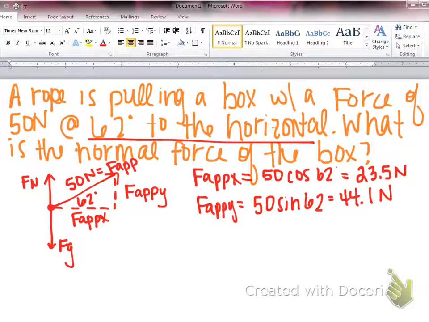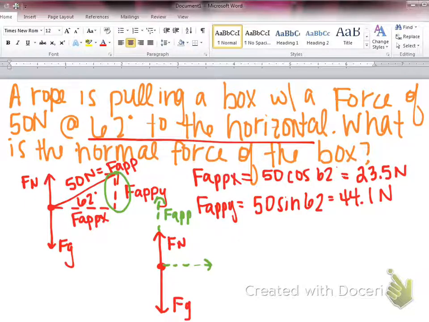Okay, so what essentially I've done here, I'm going to draw a second free body diagram just so we can take a look at what's happening here. We've got our force due to gravity. We've got our normal force. And essentially what we've done is we've taken F applied y and made it a vertical component. And we could add it right on top of the normal force, and we could take F applied x and keep it as a part of our free body diagram in the horizontal direction.